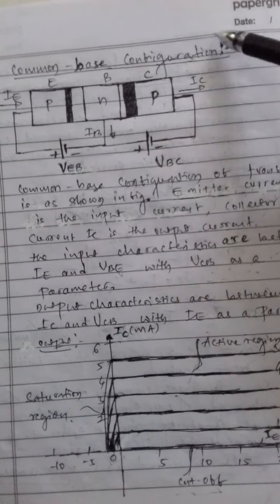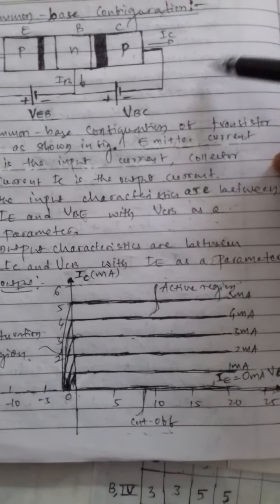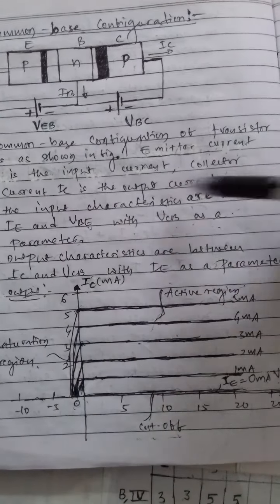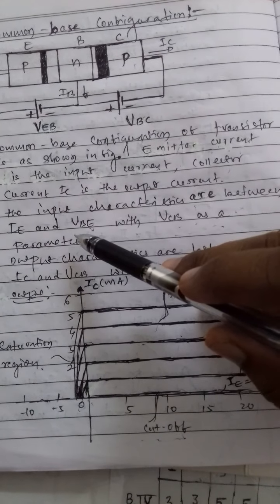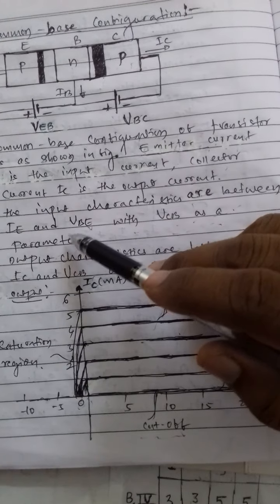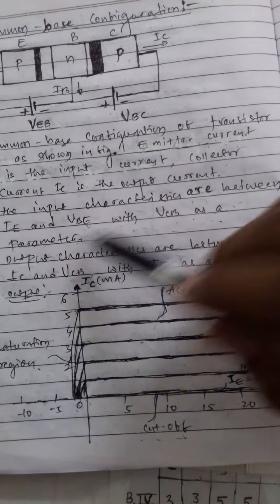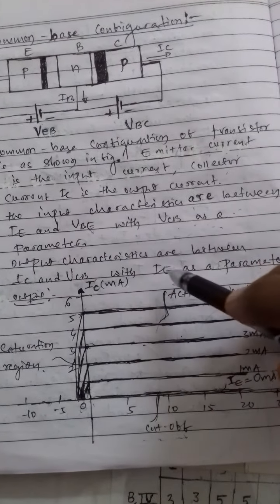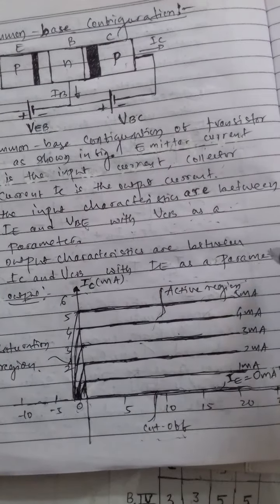Here, in the common base configuration, the current IC is the output current. The input characteristics are between the input current and the input voltage with VCB as a parameter. Output characteristics are between the output current and the output voltage with emitter current as a parameter.